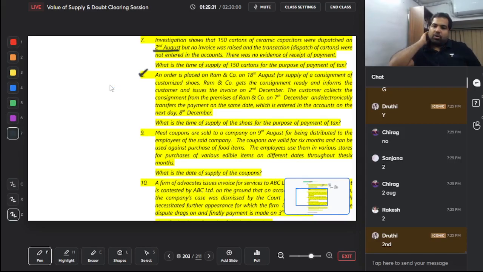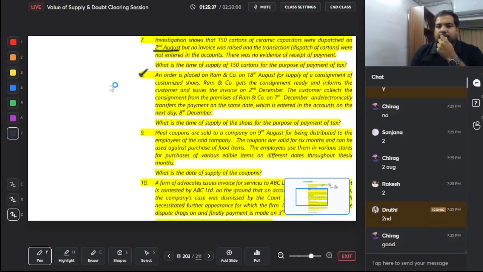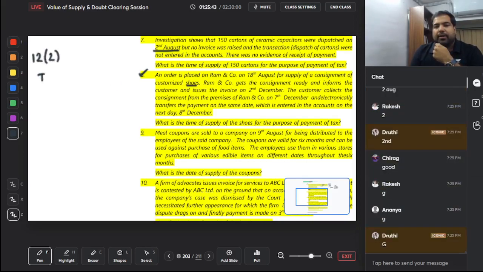Please tell me goods or services. Goods, so section 12. Is this FCM? Yes, so 12(2). I demand payment. Payment is to be ignored. Please tell me the invoice date.